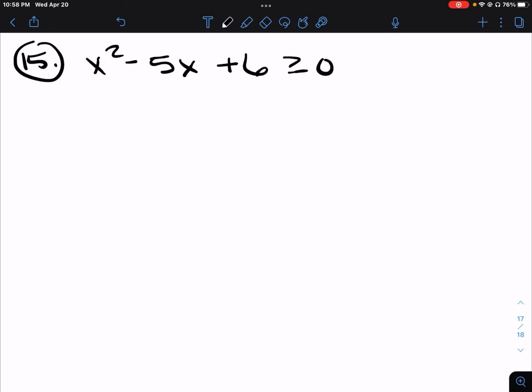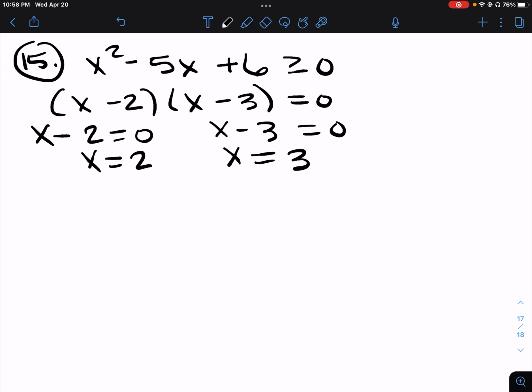Okay, first we solve when it's equal to 0, which means we factor. So x minus 2 and x minus 3. Add 2 and add 3. What does greater than or equal to 0 mean? Greater than means positive, or equal to means include.